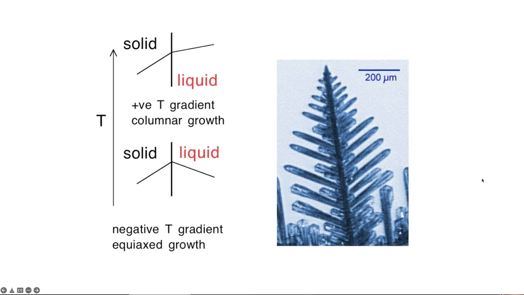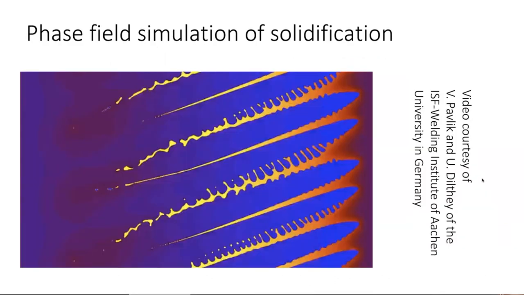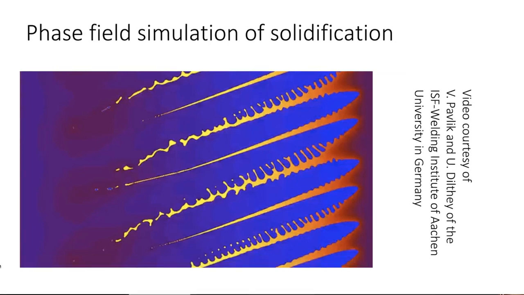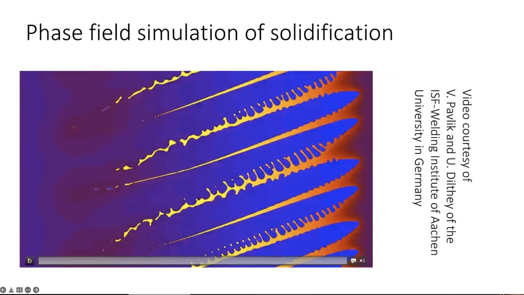And this kind of thing has been beautifully modeled by phase field theory, okay? So this, for example, is a computer model of dendrite formation in a particular system. So solid dendrites growing from liquid, okay, with some solid partitioning. And this was work done at Aachen University some time ago.